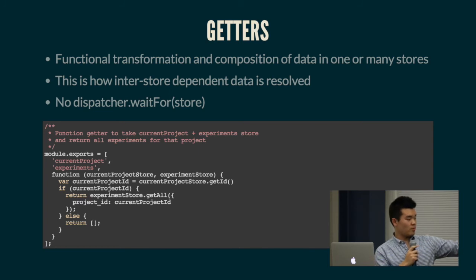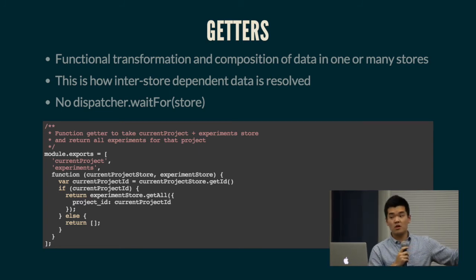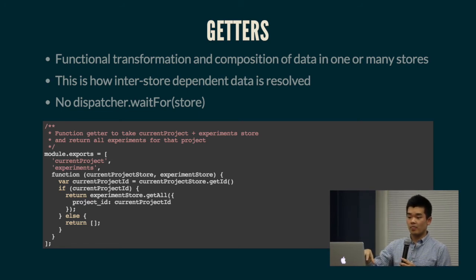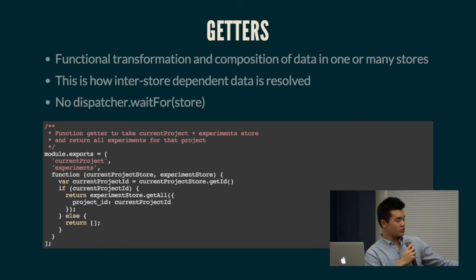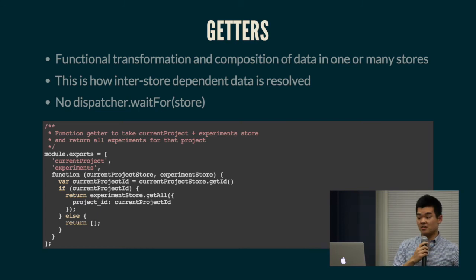So in this one, we have a current project store, and we have an experiment store. This getter is getting us all the experiments that match our current project. In Optimizely's product, current project is essentially UI state, or the state of your current session. So getting the current experiments for your current state is a very useful operation. All the getter is doing is saying get the ID, and if you find an ID, try to get all the experiments in the experiment store that match that ID.